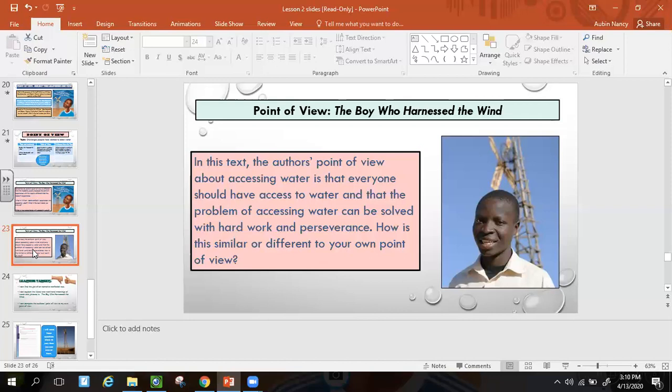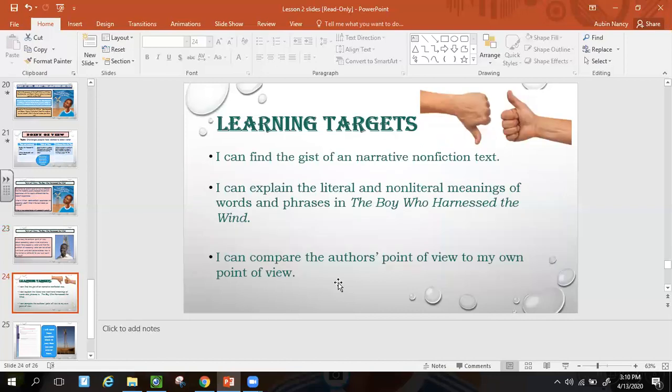I hope you enjoyed this as much as I did. And if you are interested, look it up. Ask your parents to see the movie, The Boy Who Harnessed the Wind. And I hope you can give yourselves a thumbs up for all 3 of these learning targets. If you're not quite there yet, we'll continue working on it.